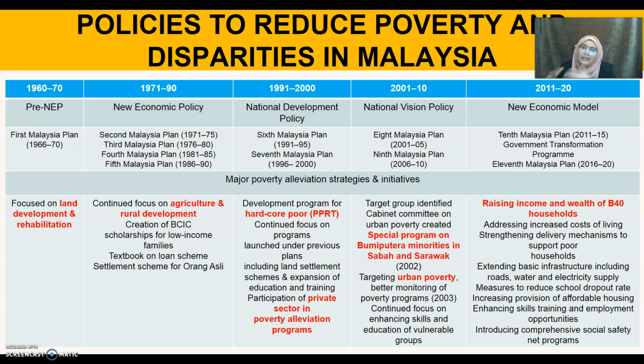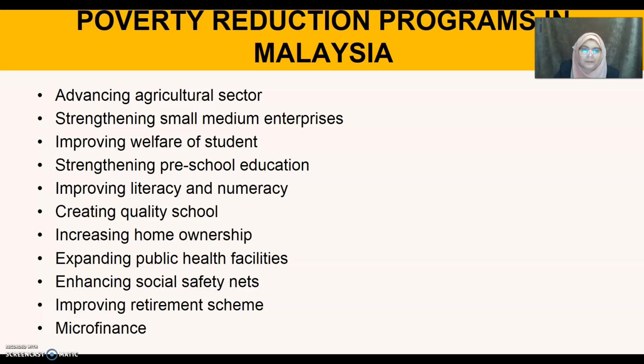So you can see that every policy, okay, that tackles poverty and also disparities in Malaysia, there are different strategies they are focused on, okay. So there are a lot of poverty reduction programs in Malaysia. Okay, there's a lot. Okay, these are the main programs that have been developed in order to tackle poverty.